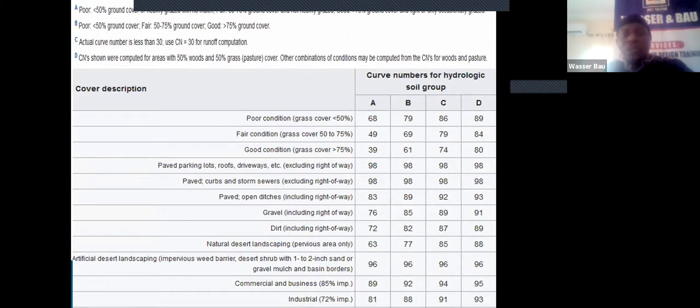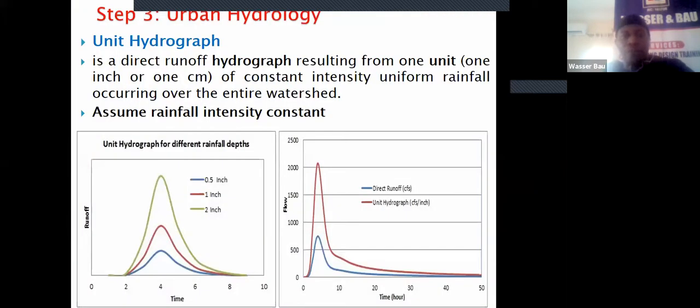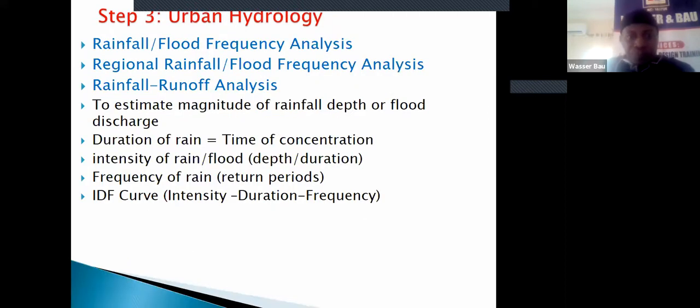We will still come to this based on the degree of paving. Different areas have different hydrological soil groups they belong to. You need a hydrograph. If you didn't have an IDF, you can use a hydrograph, which will also be used as your input parameter. These are some of the terms you'll be encountering. You'll be hearing things like rainfall and flood frequency analysis. You need to do your rainfall and flood frequency analysis, your regional rainfall flood frequency analysis, and your rainfall runoff analysis.